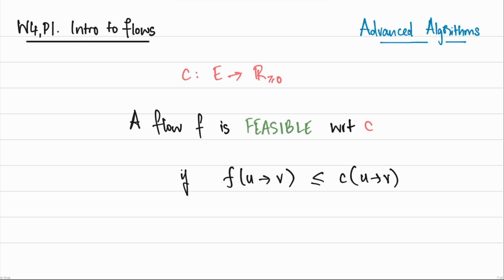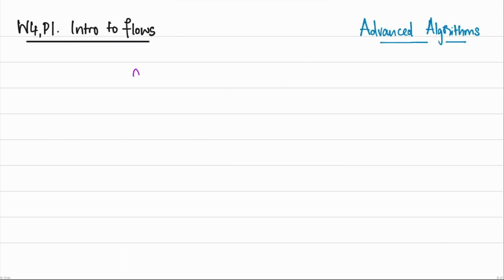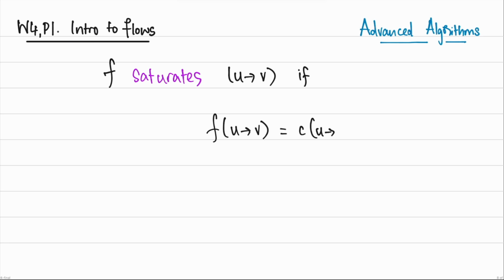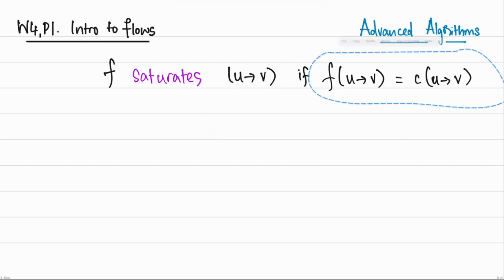And let me also just introduce a few other words that we're going to be using all the time. So the first word would be the word saturates. We're going to say that F saturates the edge UV if the flow in the edge UV is precisely equal to the capacity, which means that you've really pushed this flow to its limit on this particular edge. So that's when you say that F saturates this edge.